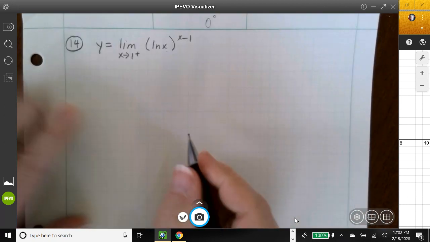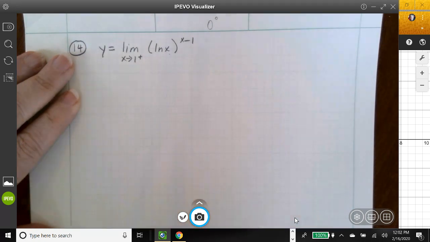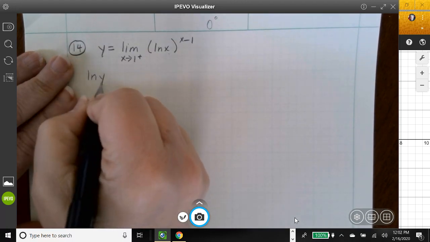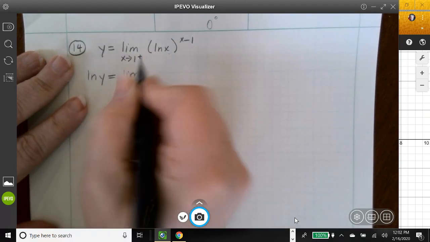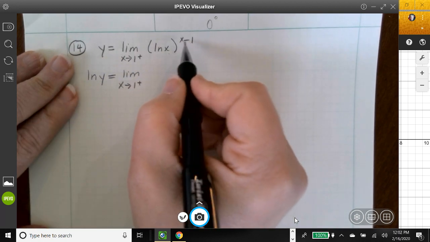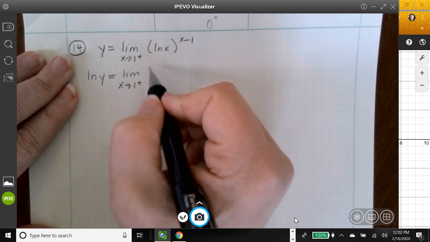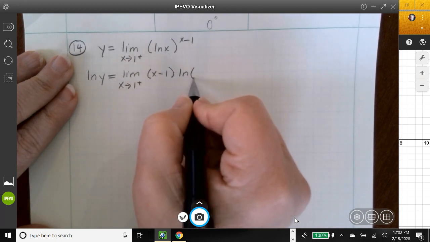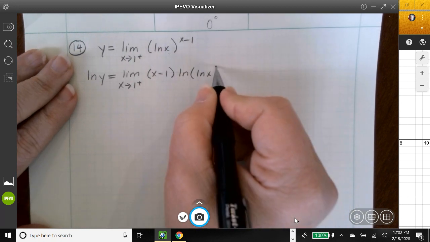All right, so what do we do when we have a function raised to a function? Oh, I hear somebody whispering in the back saying, oh, we could take the natural log. Oh, yeah, you do. You take the natural log of both sides. So this is the natural log of y equals the limit as x approaches 1 from the positive side of, and I'm going to take the liberty of taking this x minus 1 and bringing it down in front. So we get x minus 1 times the natural log of x.